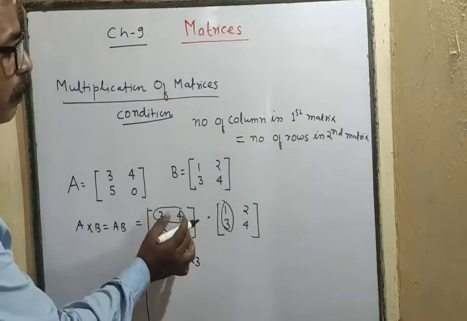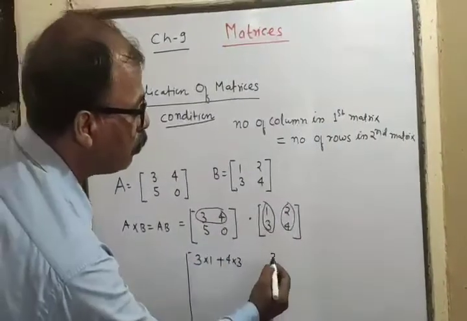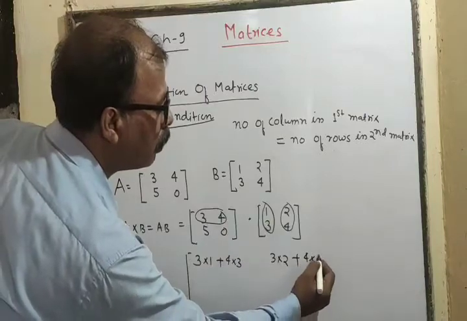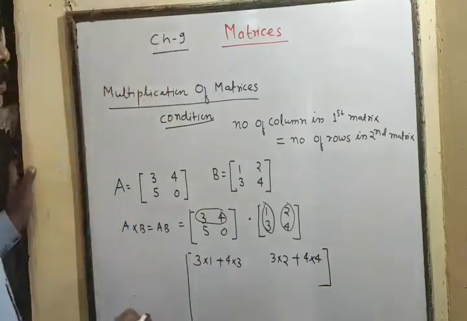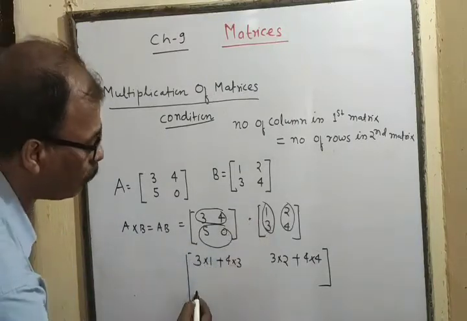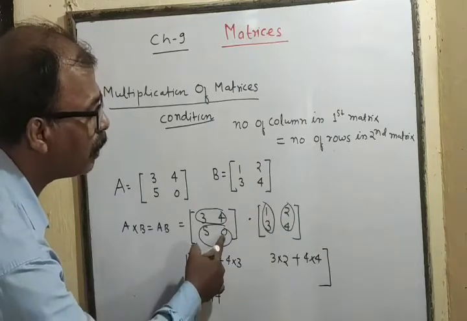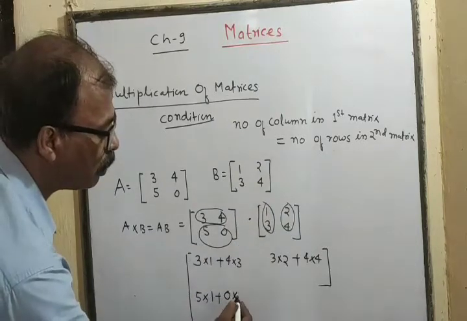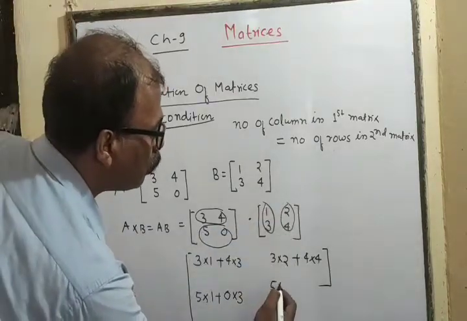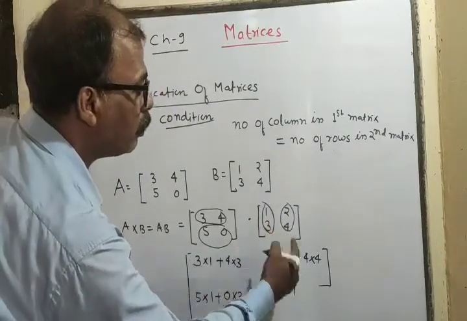Then this 3 by 4 will be multiplied to this one. So 3 into 2 plus 4 into 4. Now I'll start with this one. This set of 5 and 0 will be multiplied to this one: 5 into 1 plus 0 into 3. And then this 5 and 0 will be multiplied to this one. So 5 into 2 plus 0 into 4.